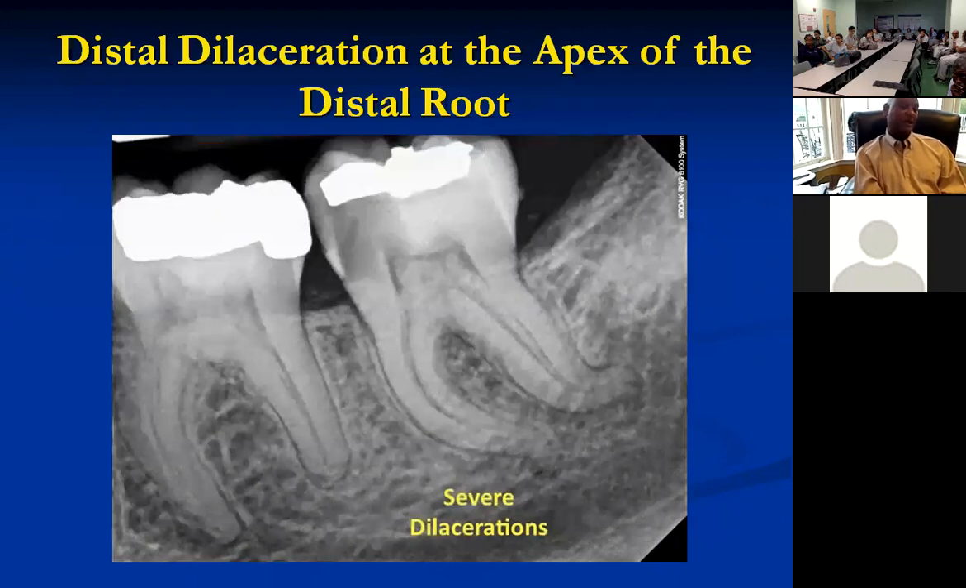So with this being said, if there's a sharp dilaceration down there, we usually recommend you refer these out, because these aren't easy teeth to treat. What could happen is you get down to the level of that dilaceration, and it's really difficult to get files down any further to clean out that area. So we would recommend referring those out. Okay.